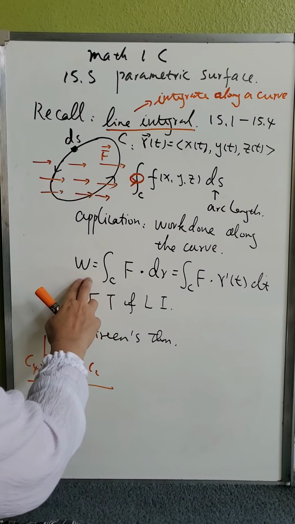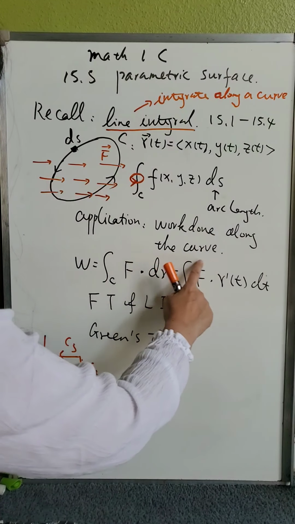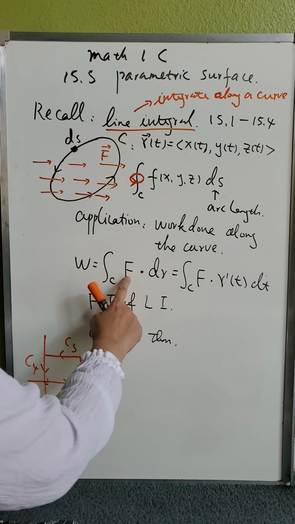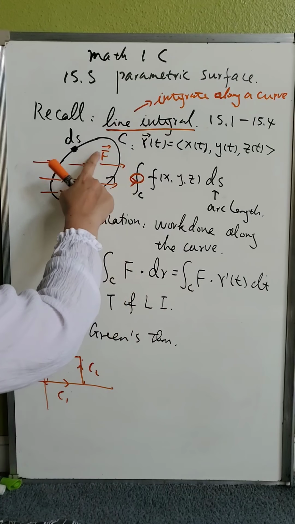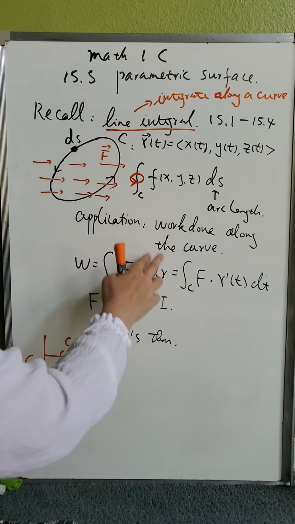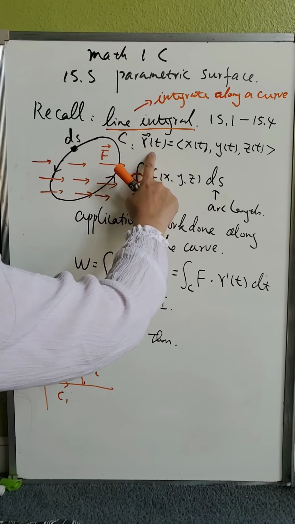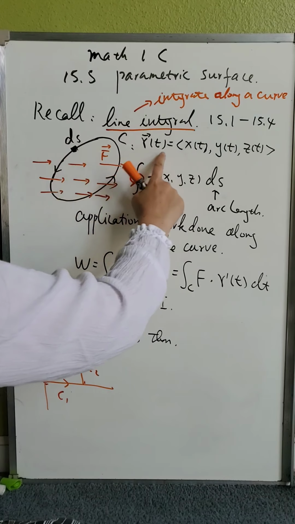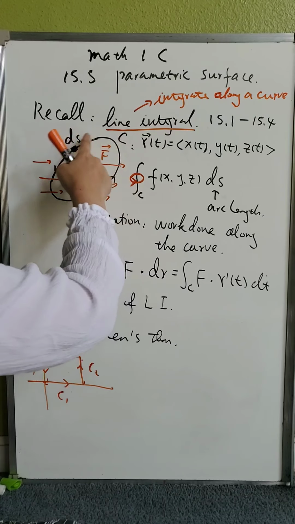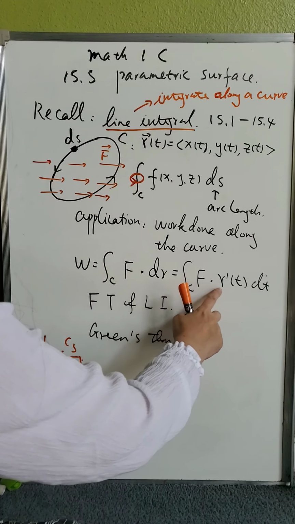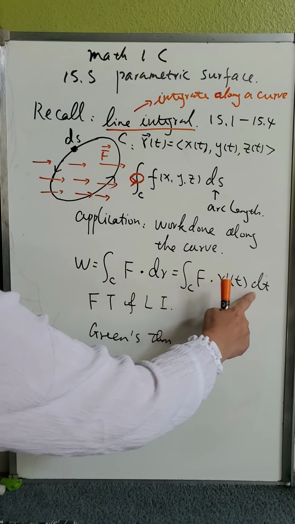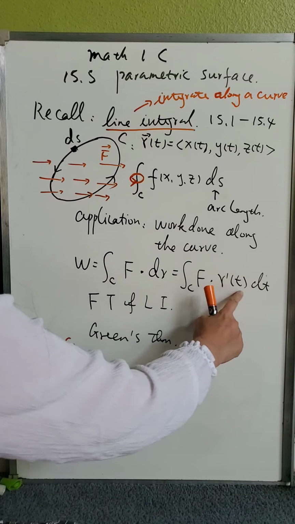The work done along the curve, the formula is work done equals the integral over C, where C means the curve, of F, that's a vector field, dot dr. That's the derivative of the parametric function that represents the edge, that represents the curve. So that's the same as a derivative. You can do one more step, that will be r prime(t) dt, okay? So t is a parameter.